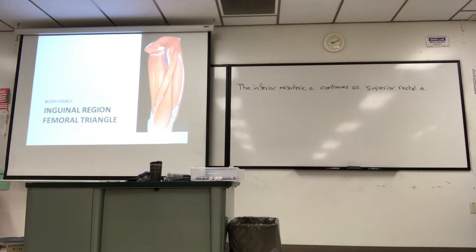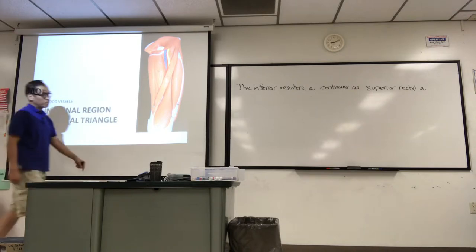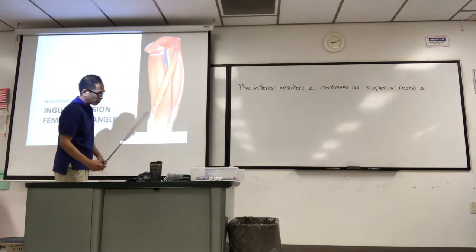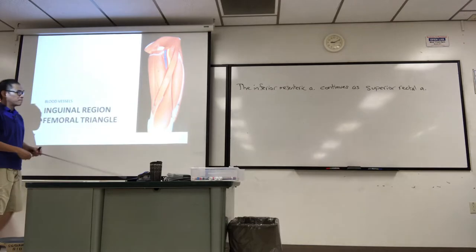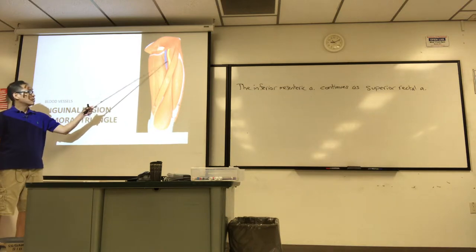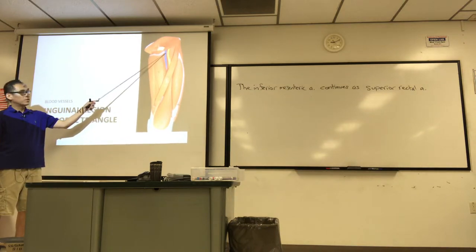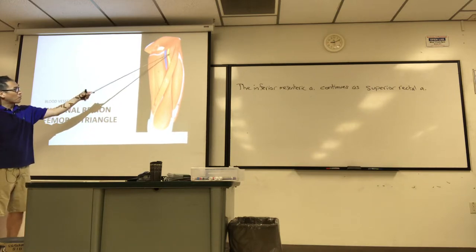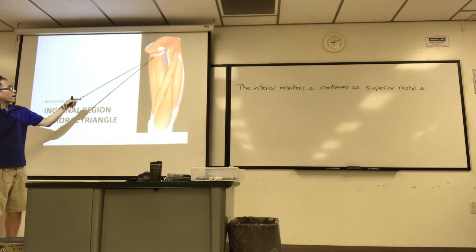The external iliac continues on as femoral. There's one red vessel here. It's the femoral. Can you see it? It's that leg right back there, right here. Now, this is an important region. I said you could have a pulse there. You could feel it. These structures are bounded by what's called the femoral triangle.